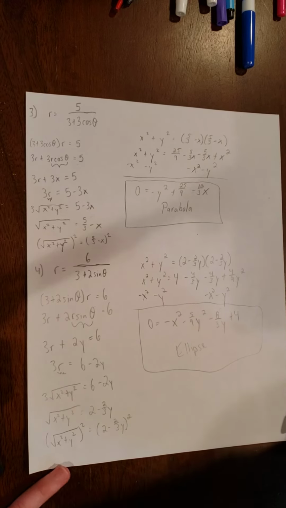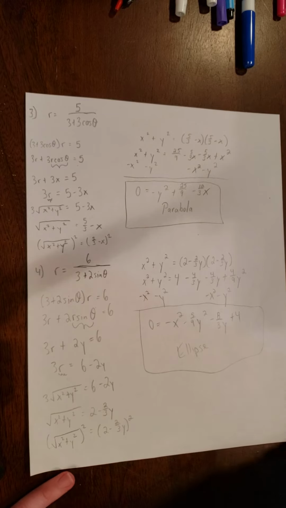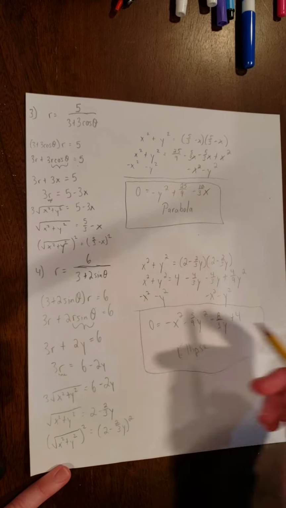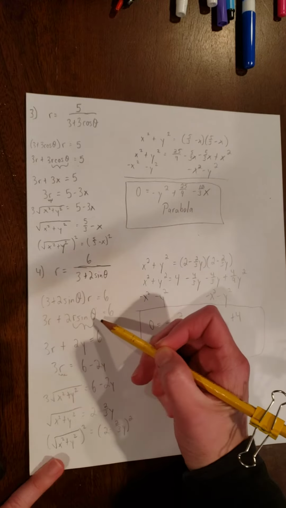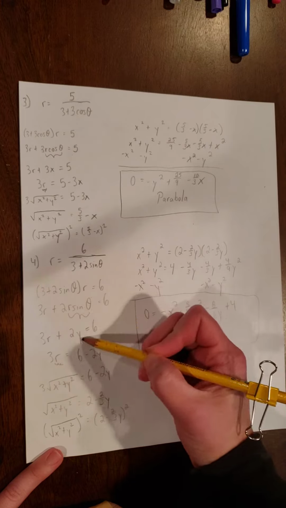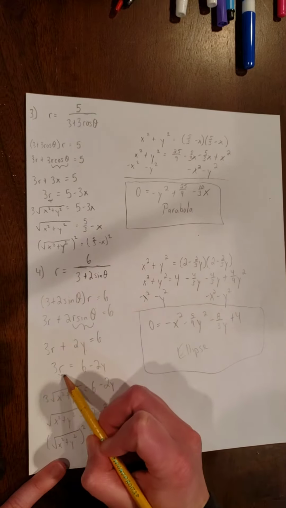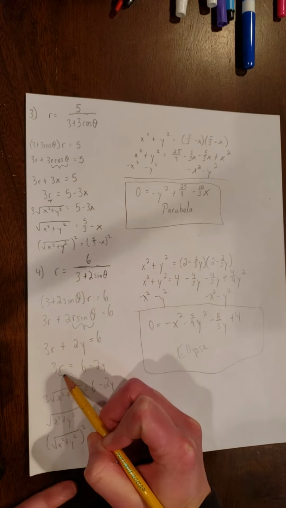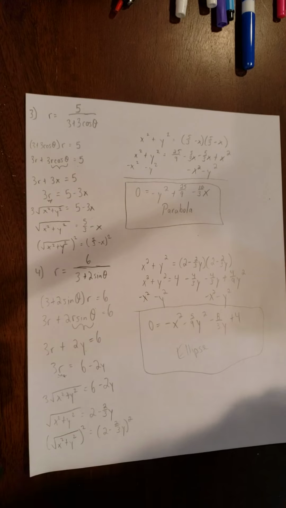In number 4, same steps. Multiply both sides by 3 plus 2 sine theta. Distribute the r. We get 3r plus 2r sine theta equals 6. R sine theta is the same as y, so replace, subtract 2y from both sides. We've got to take care of this. We don't want r there. Substitute it in for an expression in terms of x and y.